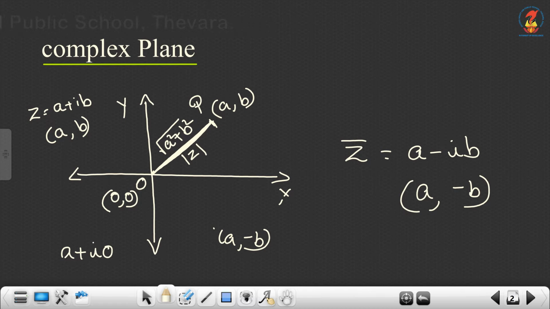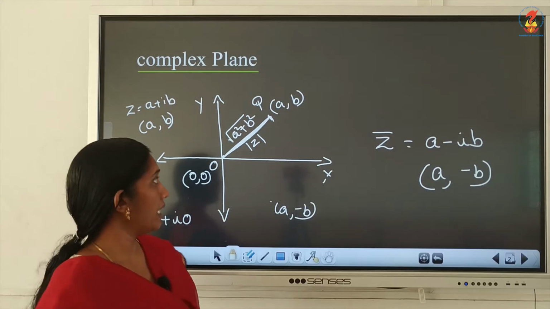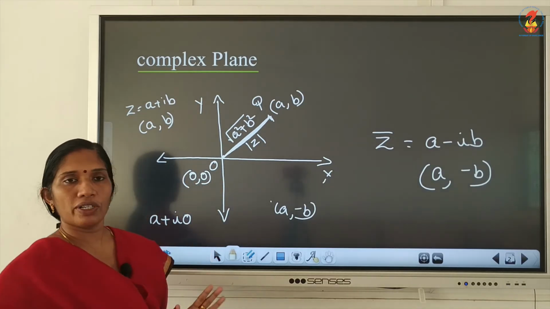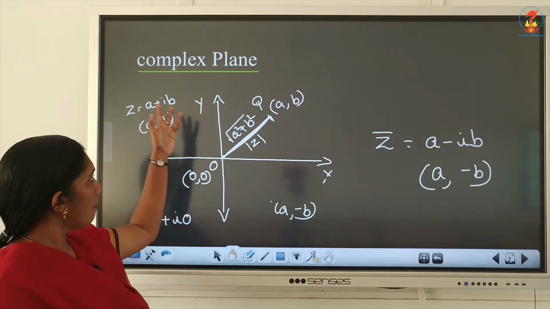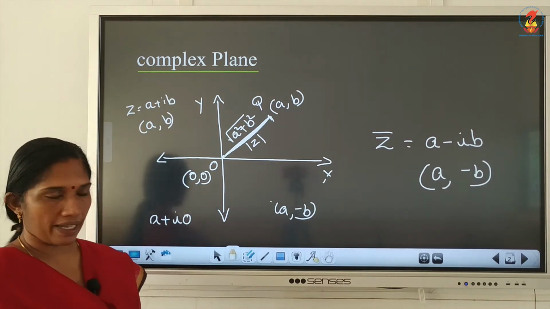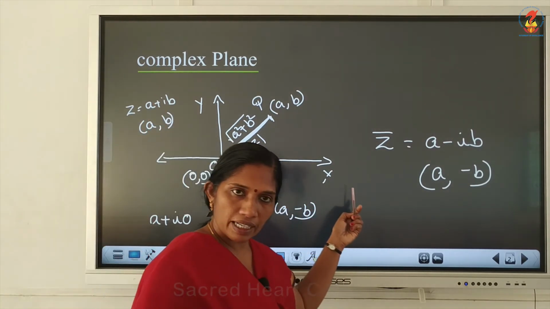Okay. So every complex number of the form a plus ib we can represent as an ordered pair a comma b in a plane. That plane is known as complex plane or Argand plane. Now the x-axis is known as real axis, y-axis is known as imaginary axis. Why is this known as real axis?